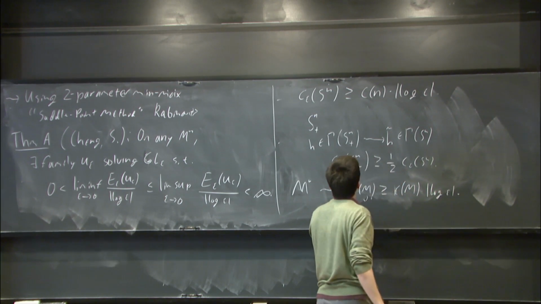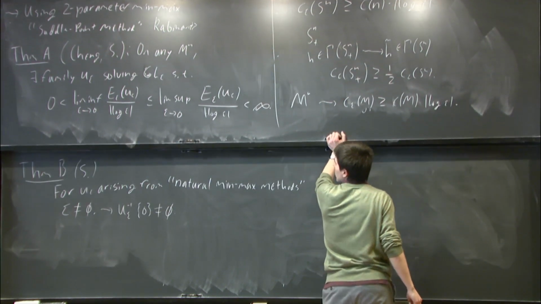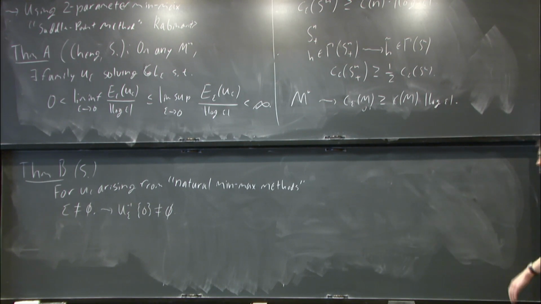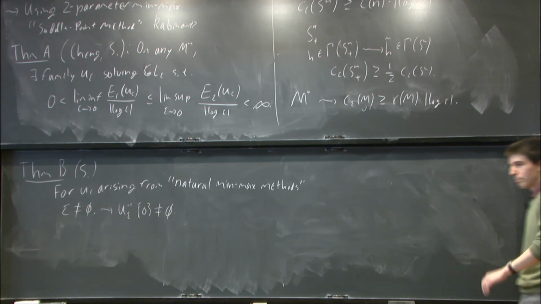OK? So when you say Sn plus, there's no boundary condition. No. So you think of this as free boundary, right? It's sort of like a... Yeah.